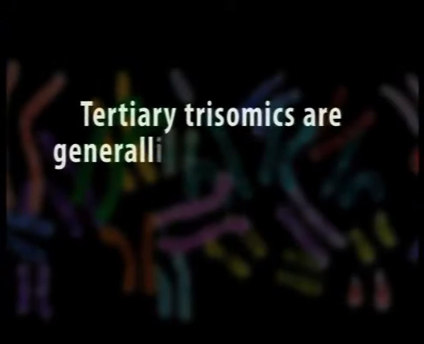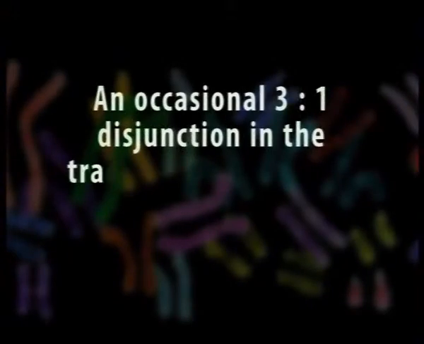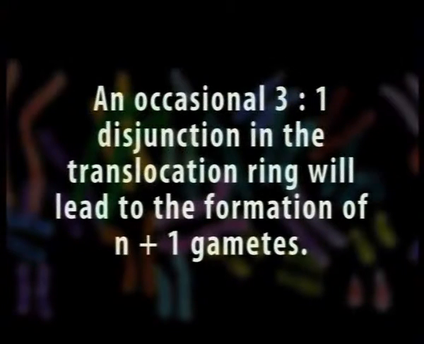Whereas the origin of tertiary trisomic is translocation heterozygote. Translocation heterozygote carries a ring of 4 chromosomes which is a product of 2 homologous pairs, and segregation sometimes takes place in such a manner that there is 3:1 segregation, that is 3 chromosomes go to one pole, so that one of the chromosomes is the product of translocation. Hence that gamete which is n plus 1, when it fertilizes with a normal gamete, results in the formation of a trisomic, but the extra chromosome there is a product of translocation, and hence we call that tertiary trisomic.